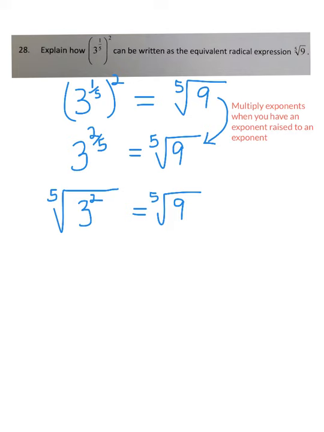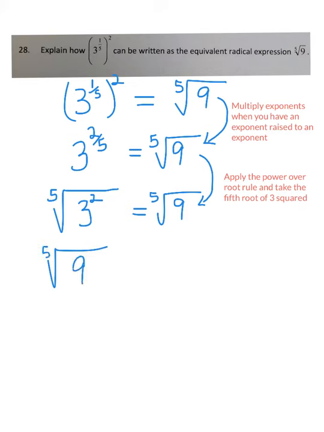Okay, so look at what we just did. Now let's try to explain that. All right, so if we look at the second to the third step, we applied the power over root rule, and we take the 5th root of 3 squared, or 3 to the 2nd power. Okay, we're almost there, because hopefully you are seeing it right now, that 3 squared is equivalent to 9. So all we're going to do right here is keep the 5th root, and just square that 3, and we get 9.